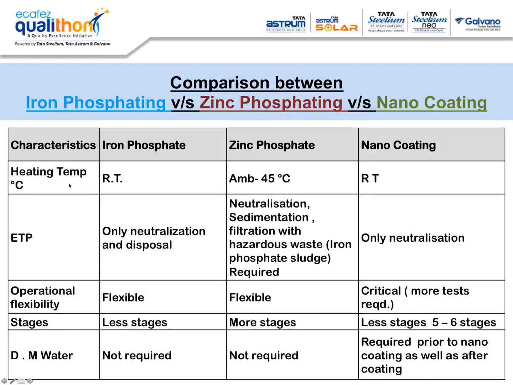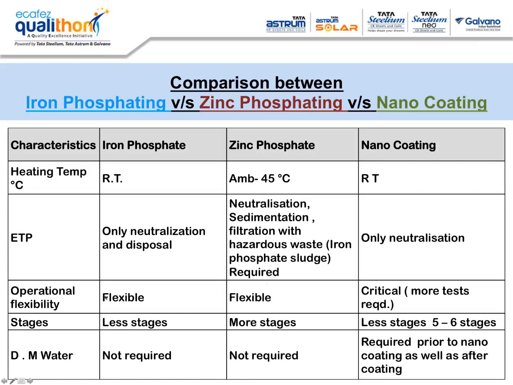Characteristics again, bath temperature. This is usually room temperature, ambient to 45 degrees or sometimes 50 degrees in some of the phosphates. Nano coating is again at room temperature. ETP is you can neutralize and dispose. Zinc phosphate: neutralize, sedimentation, filtration with hazardous waste. Iron phosphate: sludge required. And nano coating: only neutralization is required.